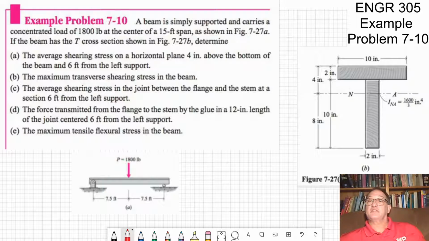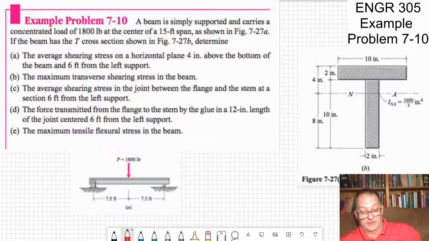If the beam has a T cross-section, which is shown, and that's what I have the picture on the side, that T, which is laminated, or it's a wood beam, determine the average shearing stress on a horizontal plane 4 inches above the bottom of the beam and 6 feet from the left support. All right, that is a lot of information right there.